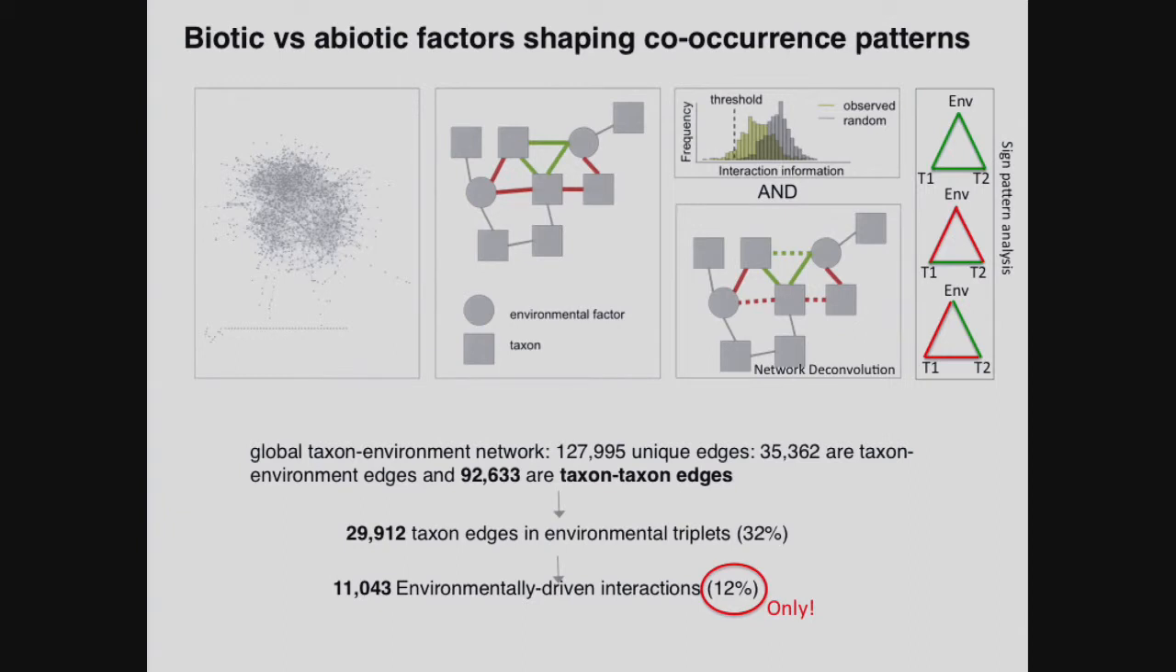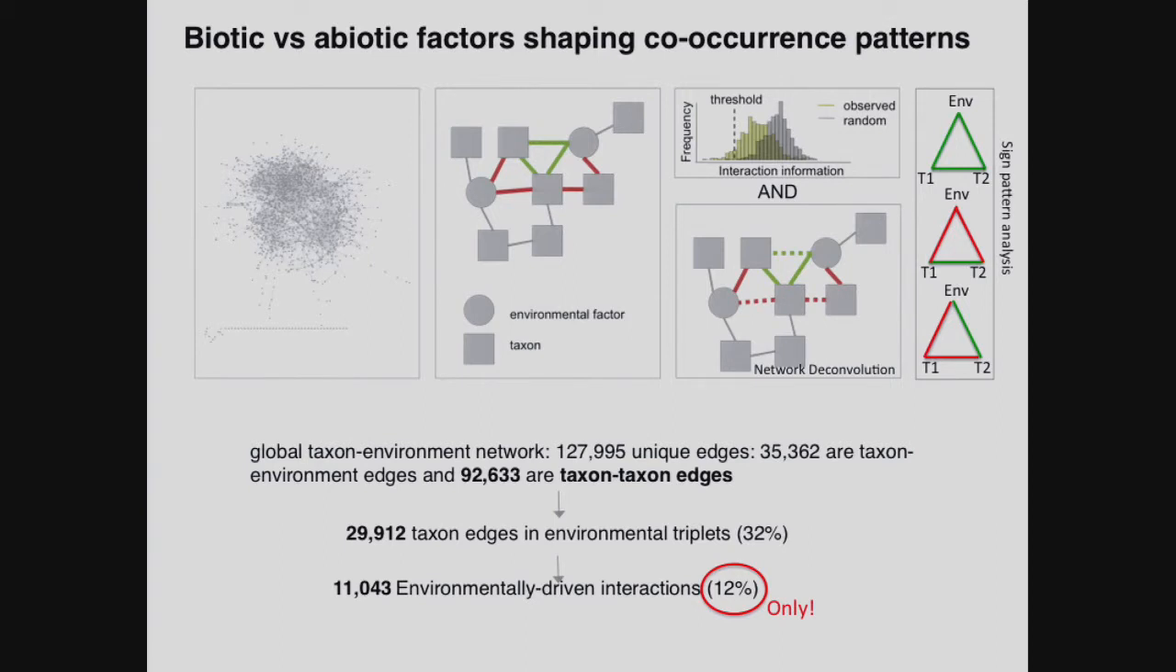And that triangle would tell us there might be an environmental effect on that interaction that we see. And then we use 3 different approaches, I won't bore you with it, to figure out whether it was the environmental factor that determined that association or whether it was truly an association between these species.